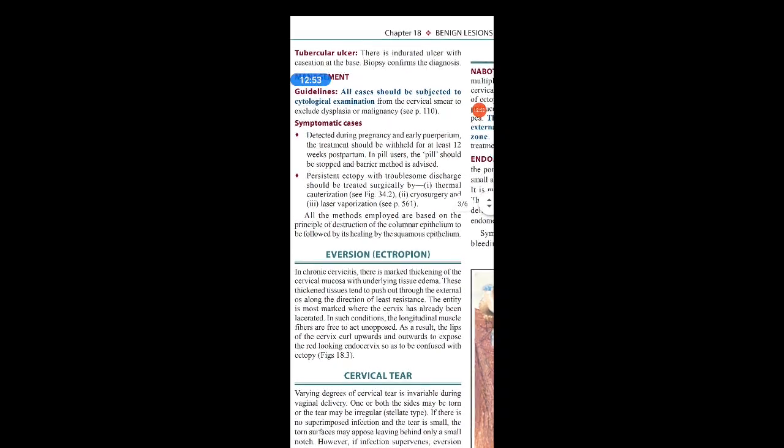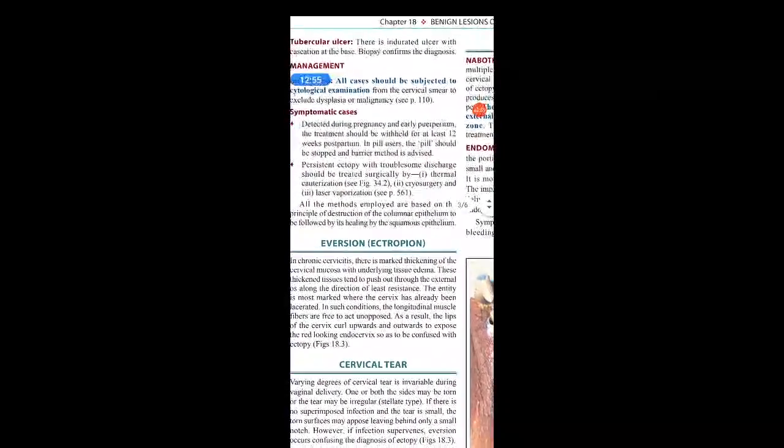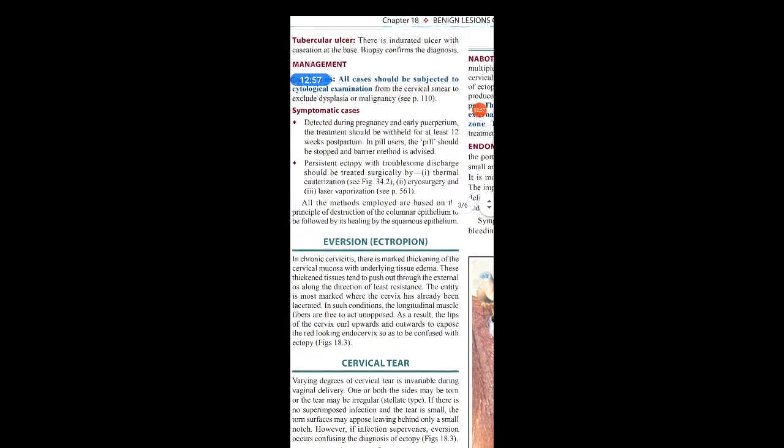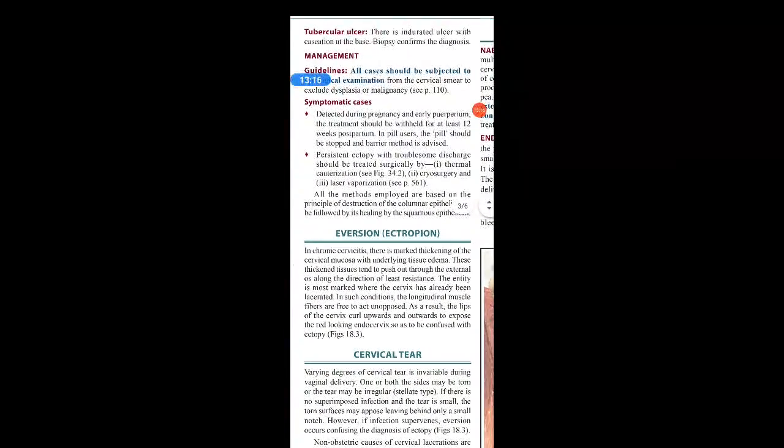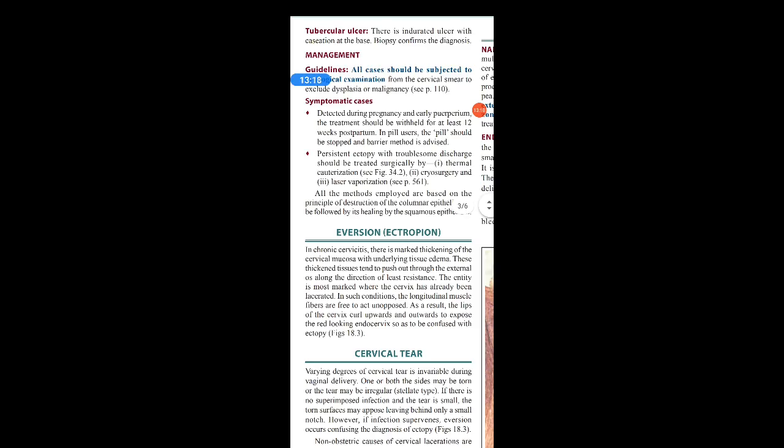Surgery is with the help of thermal cauterization, cryosurgery, and laser vaporization. I will be dealing with the procedures of cauterization, cryosurgery, etc. in our further classes. Thermal cauterization is burning the part, this is called cauterization. Cryosurgery is freezing the part, freezing the ectopic tissues. Laser vaporization is with the help of a laser, again burning the ectopy part.